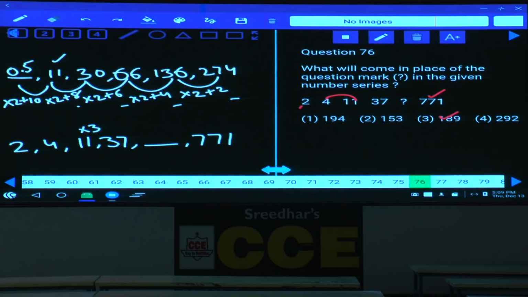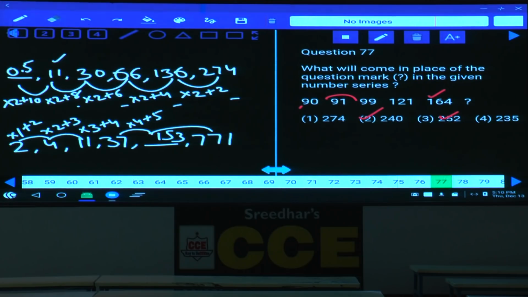11 into 3, 33, 33 plus 4 is 37, and 4 and 11. 4 into 2 is 8 plus 3 is 11, now 2 and 4. 2 into 1 plus 2, into 2 plus 3, into 3 plus 4, now next one into 4 plus 5. Now 37 into 4 is how much? 30 into 4 is 120 and 7 into 4 is 28. That is 148. 148 plus 5 is how much? 153. Now this 153 is given in choice 2. 153 into 5 plus 6, that is 771. The missing number is 153, choice 2.